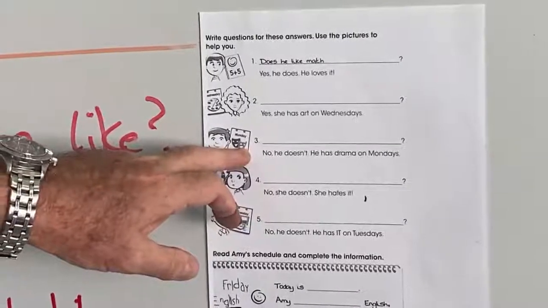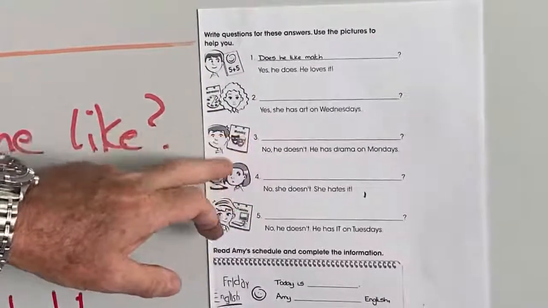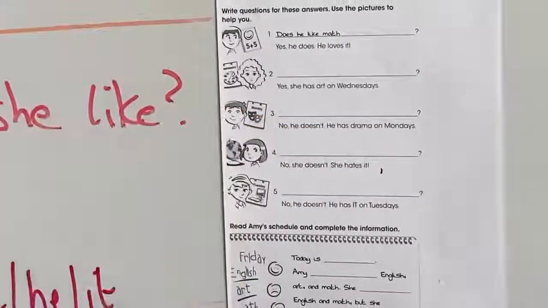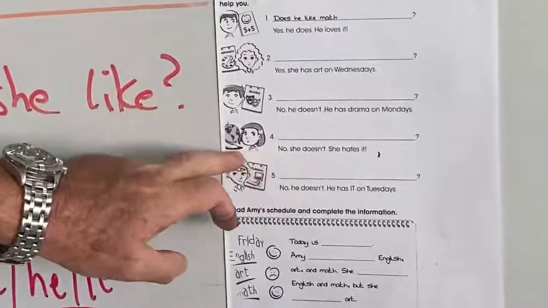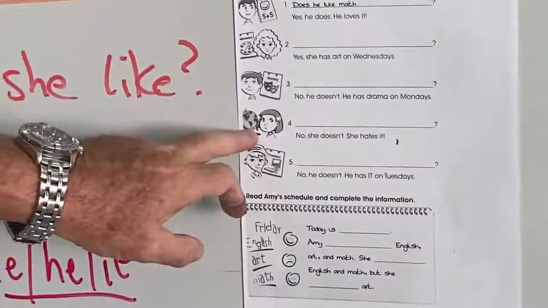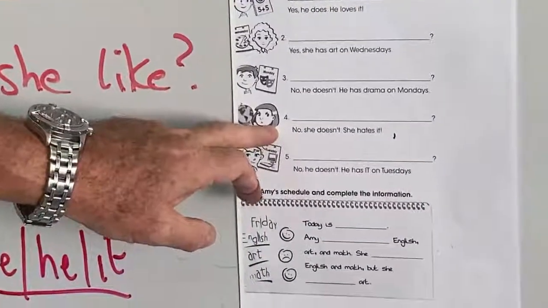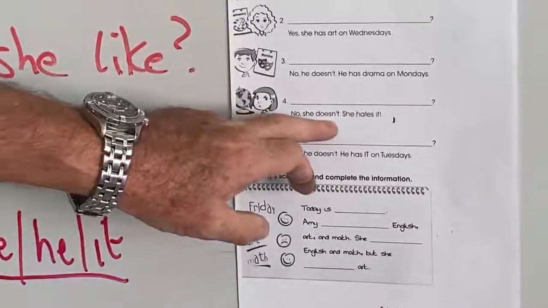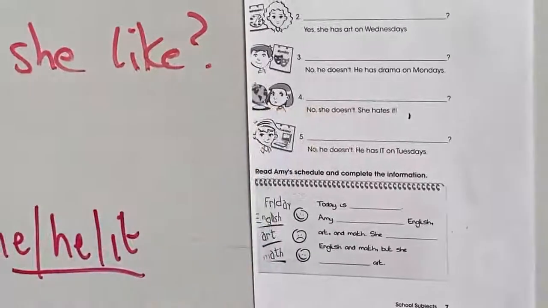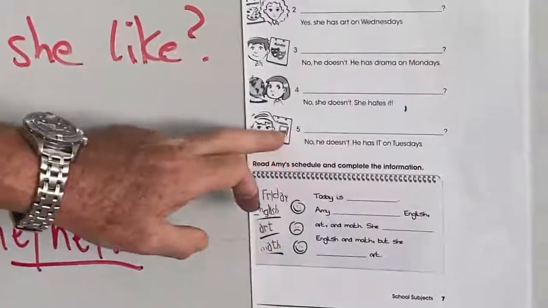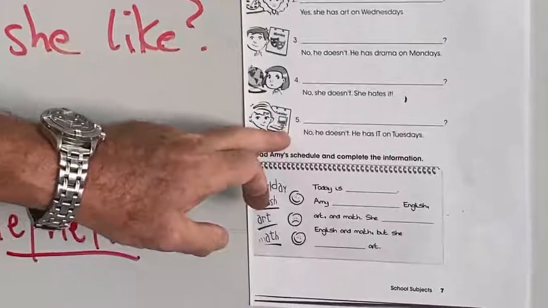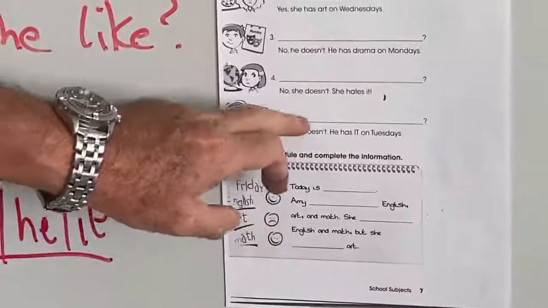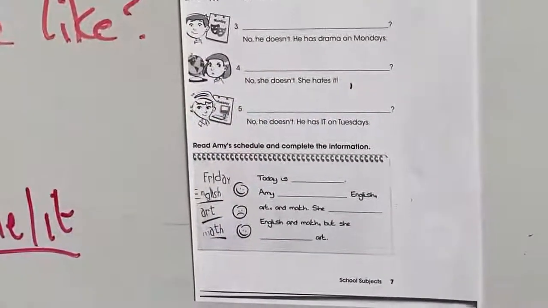This one here, Monday, drama. Oh, there, Monday, does he have drama on Mondays? He has drama on Mondays. This one here, look, we've got geography. Look at her face, she's not happy. So the question is like. Answer, no, does not. Subject is she. Okay, and the last one, Tuesday, computers. Answer, he doesn't. So the question must be does because the subject is he.